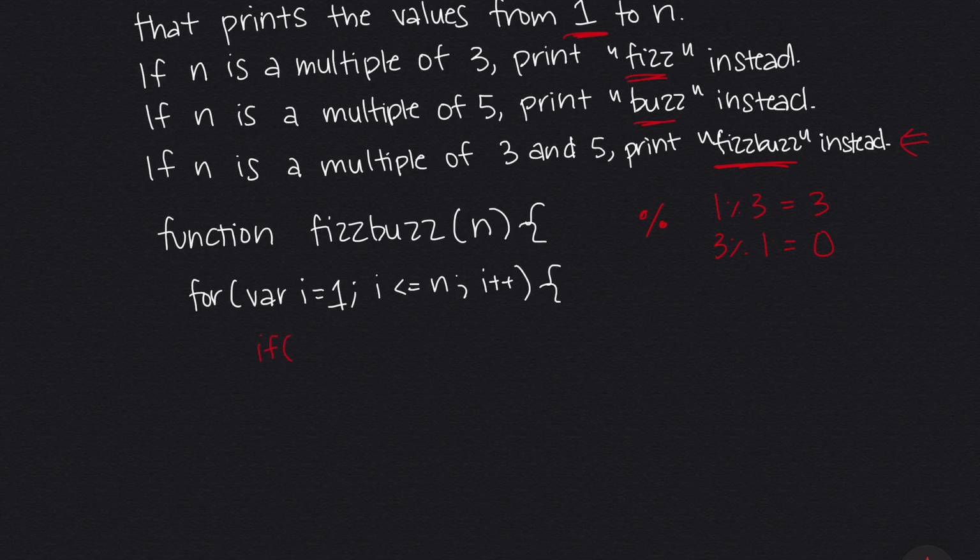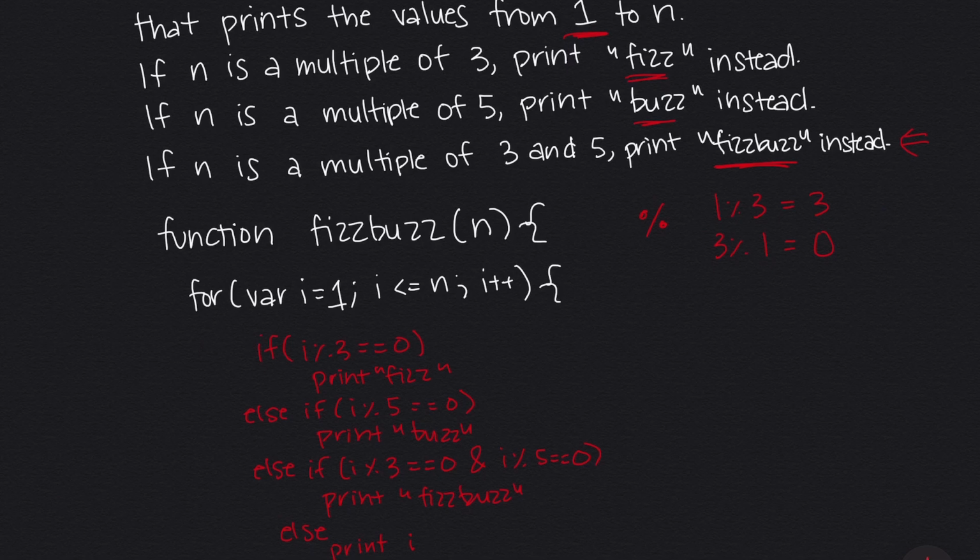So we say if i mod 3 equals 0, and we print fizz, and this is just pseudocode, and then we say else if i mod 5 equals 0, then we print buzz, and then we say else if i mod 3 equals 0 and i mod 5 equals 0, print fizzbuzz, and then we say else, we just want to print i.